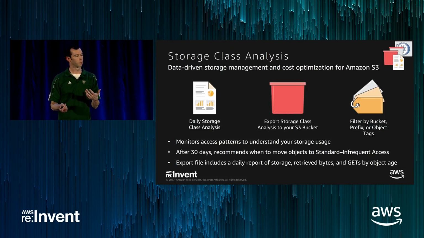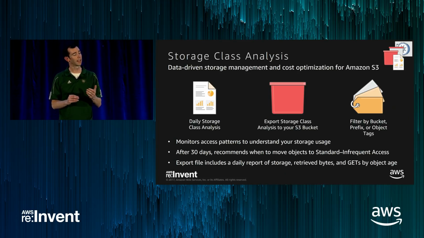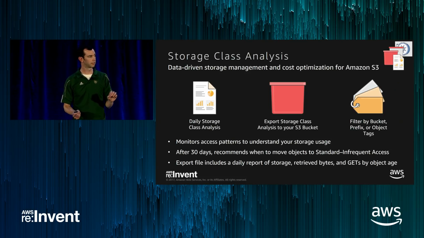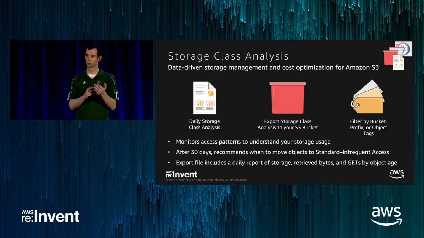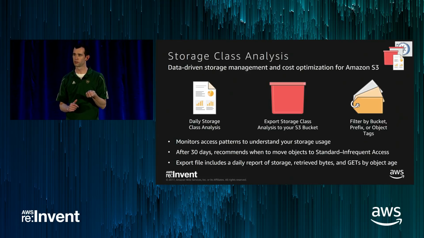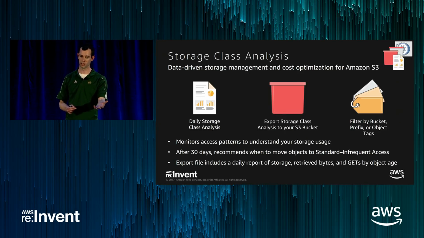But we got feedback from customers. The feedback was really around, how do I know what the right number is? How do I know if 30 days is the right number to move to infrequent access? And how do I know 90 days is the right number for Amazon Glacier? What storage class analysis does, when you configure it at the bucket, prefix, or tag level, saying monitor this subset of my storage, is monitor the data retrieval in that storage. So how much of that storage was retrieved over a period of time, and when do we recommend moving that storage to infrequent access specifically?